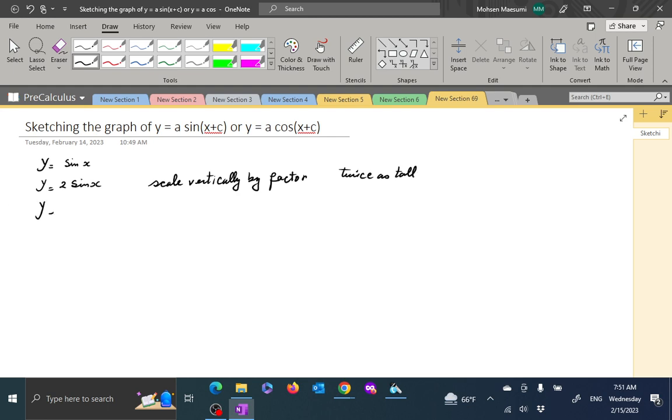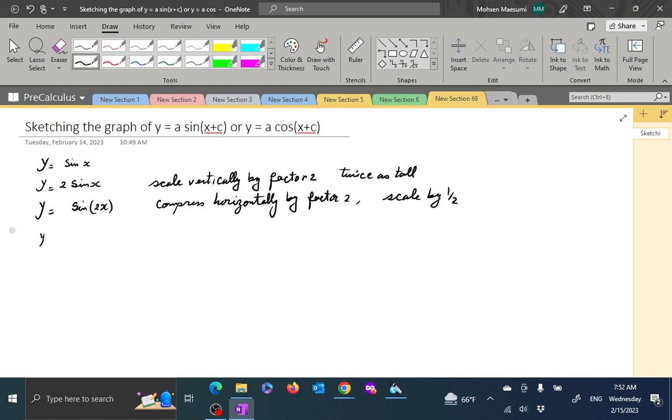Then we learn what happens if you have sine of 2x. This is scaling horizontally by a factor of 1/2. So this is compressing. So let's make it clear. Compress horizontally by a factor of 2. In other words, we say scale by 1/2.